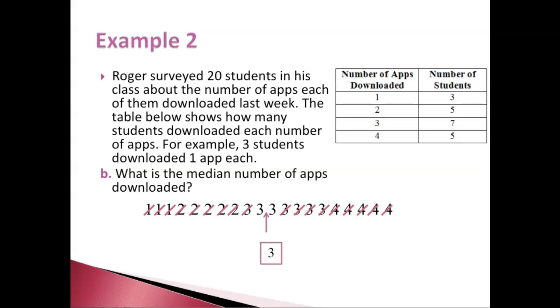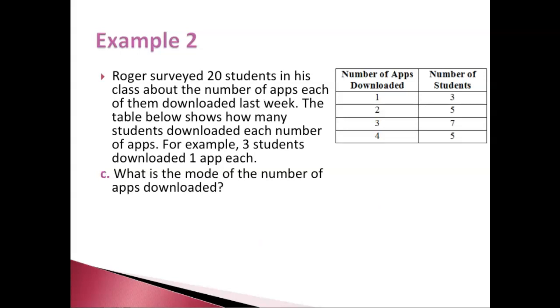All right, now let's look at part C. What is the mode of the number of apps downloaded? Now, because the information is organized in this way, it's actually pretty easy to find the mode. Which number shows up the most? Well, it tells you that 1 shows up 3 times, 2 shows up 5 times, 3 shows up 7 times, and 4 shows up 5 times. So 3 is by far the one that shows up the most. So this answer is going to be 3.